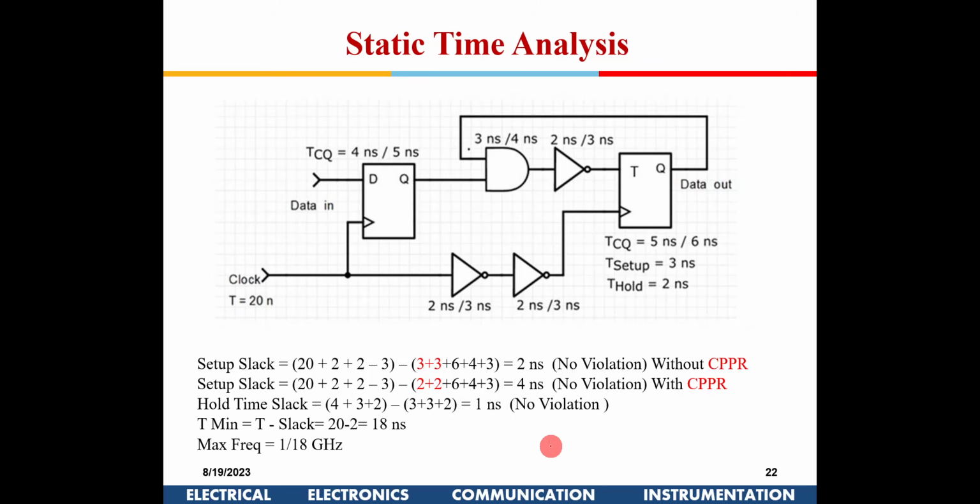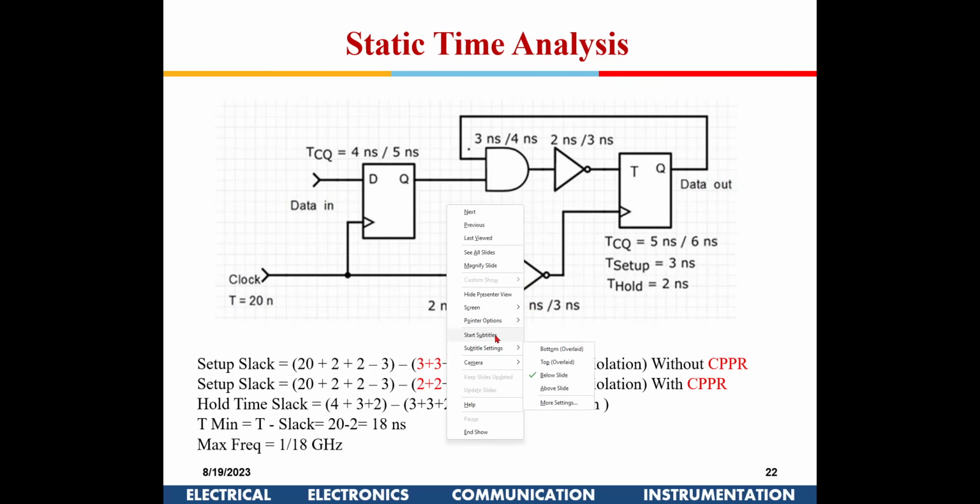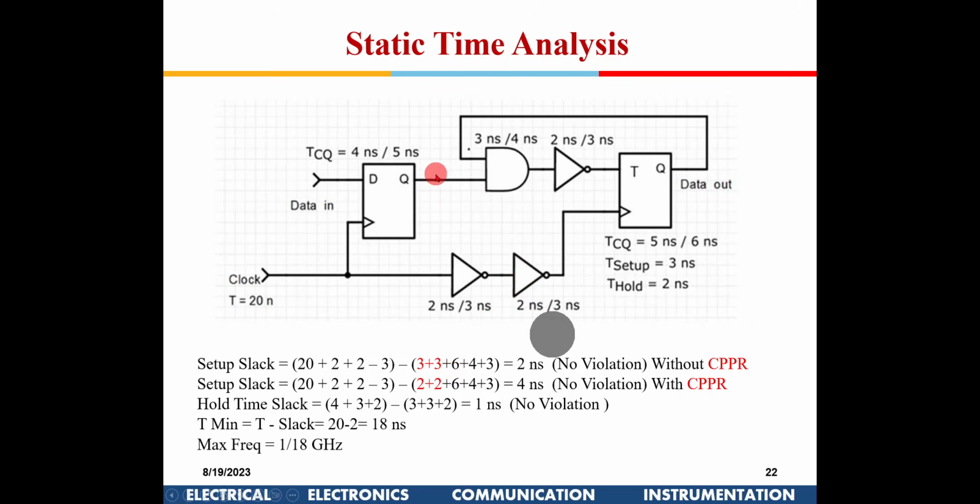How is -3 there, sir? This -3 is the setup time. This data needs to be settled before the setup time, right? So this -3 is the setup time. Sir, whenever feedback is there, do we have to take the data path through the feedback only? No. Suppose there is one more block here, right?